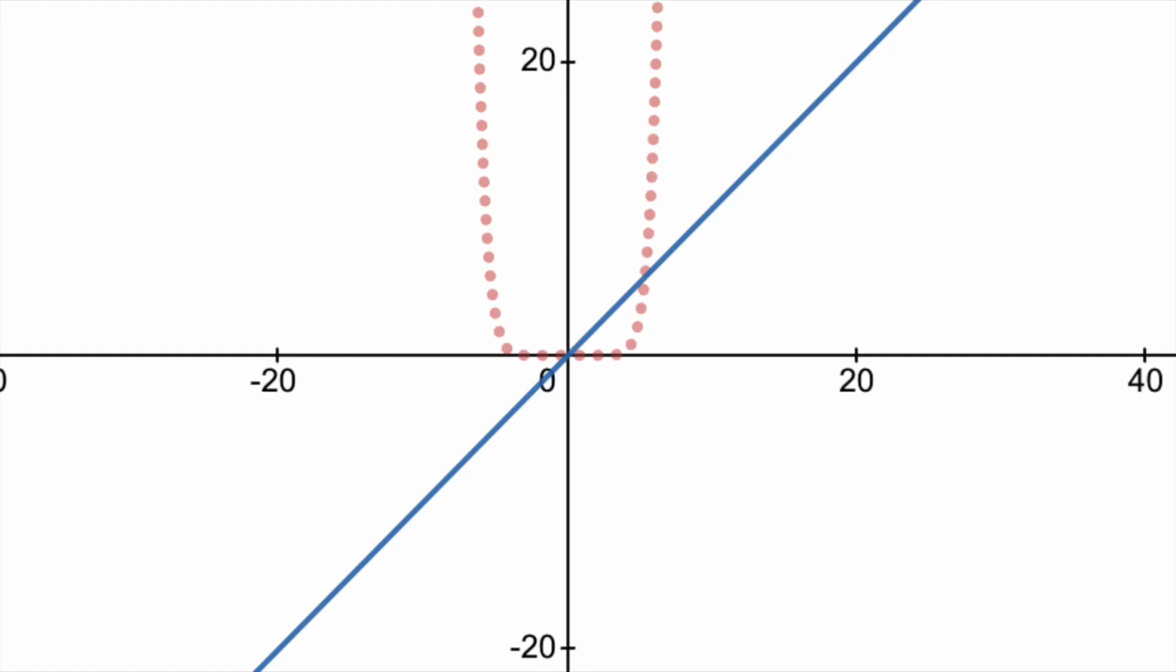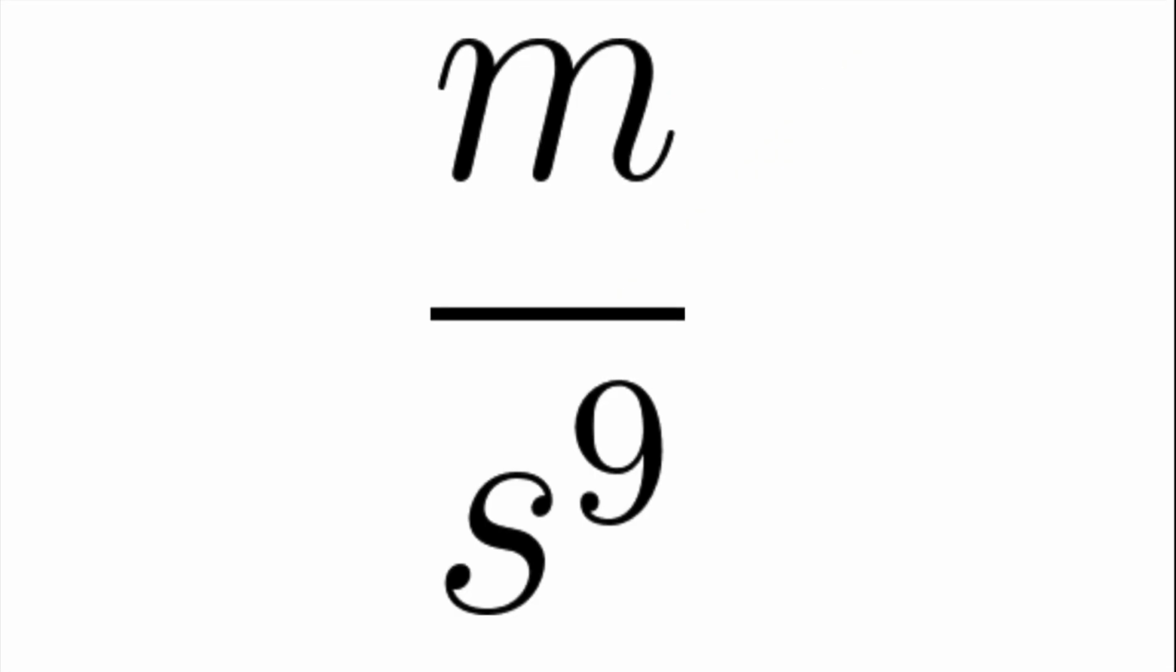The ninth derivative is just the graph y equals x, a straight diagonal line through the origin. The ninth derivative of y equals x to the 10th over 10 factorial changes at a constant rate. The ninth derivative of position is called shot, with units of meters per second to the 9th.